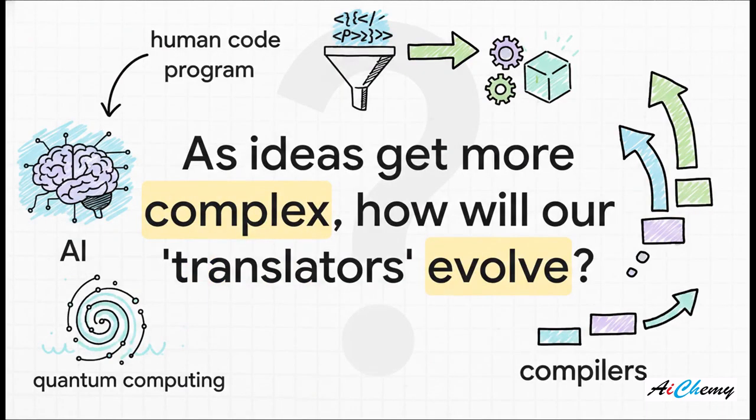And that leaves us with a really interesting question to think about. We've traced this amazing journey from a single line of code all the way to a running program. But as our ambitions get bigger and our software gets crazier, we're talking AI, quantum computing, you name it, you have to wonder, how are these essential translators, our compilers, going to have to evolve to keep up?